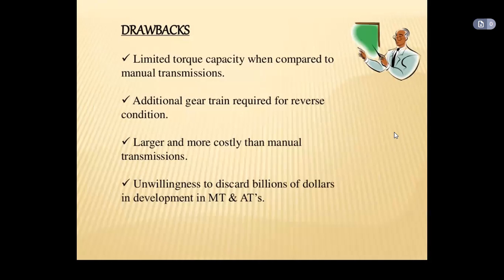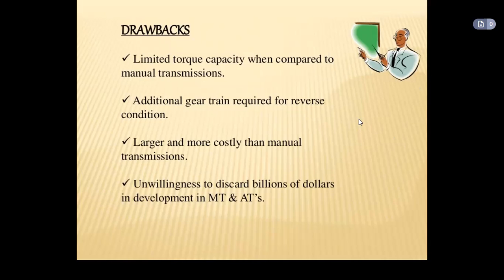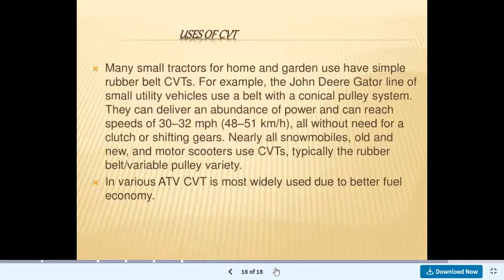If we see the drawbacks in detail, regarding torque capacity, limited torque is available in this case, because the pulley sizes are fixed at a maximum condition. This is the limited condition. If we want to move beyond that limit, it is not possible. Additional gear train is required for the reverse condition. If we want to reverse, we require one more gear, and in that case the overall cost increases again. It is larger and more costly than manual transmission, with unwillingness to discard billions of dollars in development.